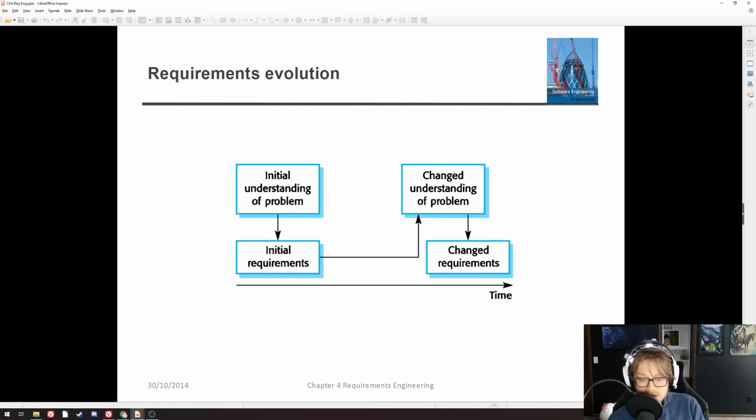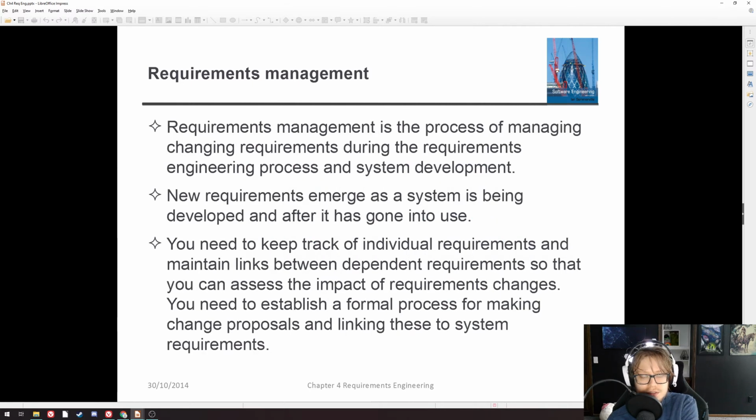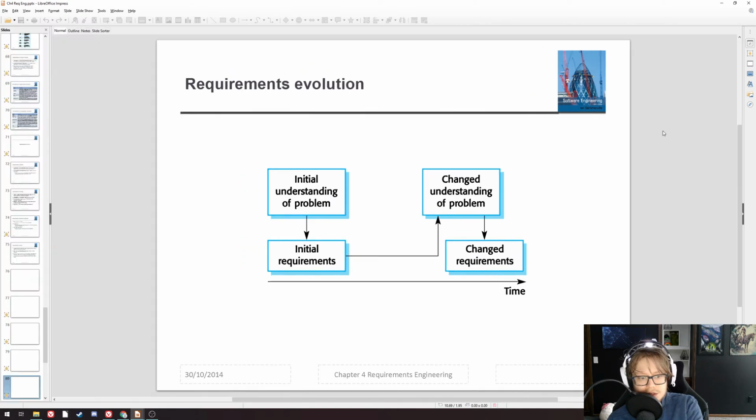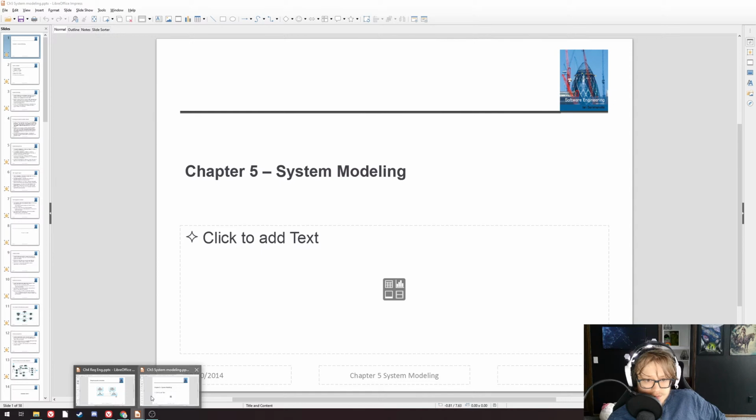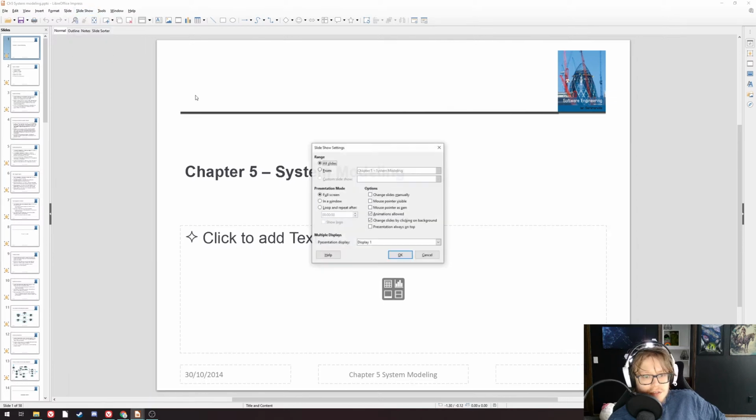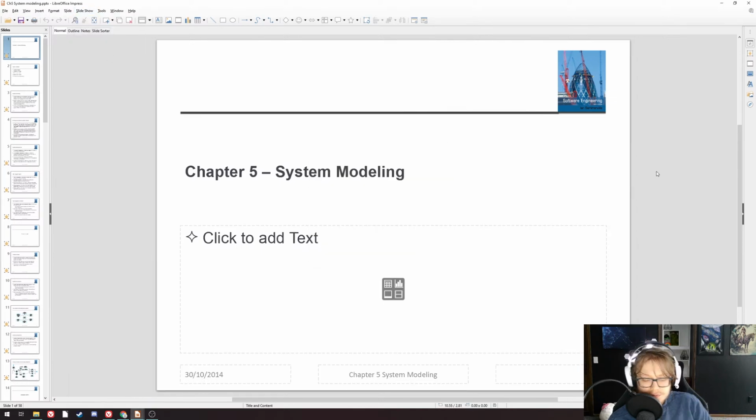And I think that's all we're going to look at on requirements for now. We don't need to look at requirements management here. Let's move on to the different kinds of diagrams that you're going to make today.